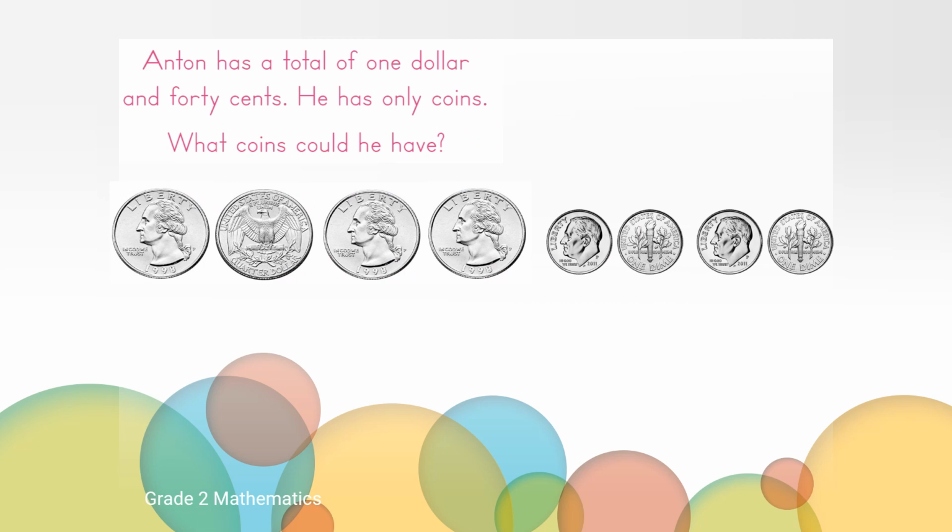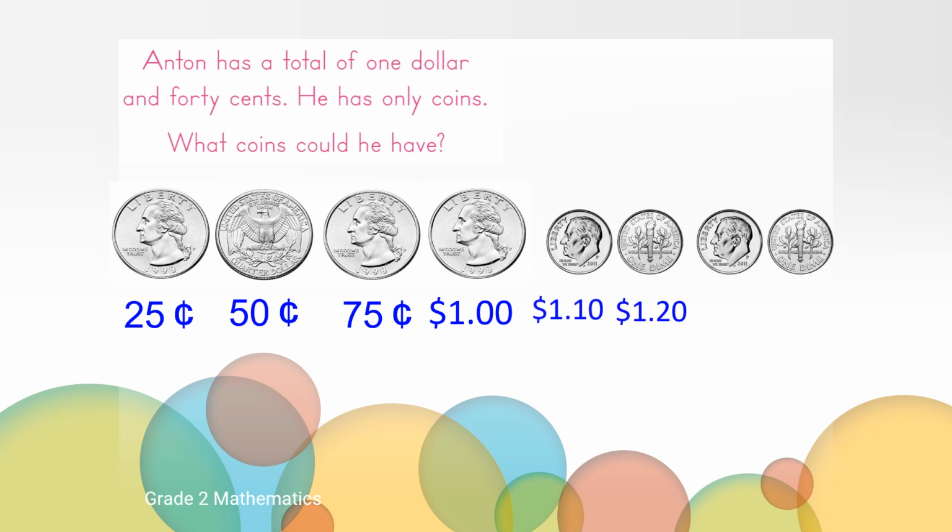Here's one way to make $1.40 with coins. You can have 4 quarters and 4 dimes. Let's count it together. 25, 50, 75, $1, $1.10, $1.20, $1.30, $1.40. Did you find a different way to make $1.40?